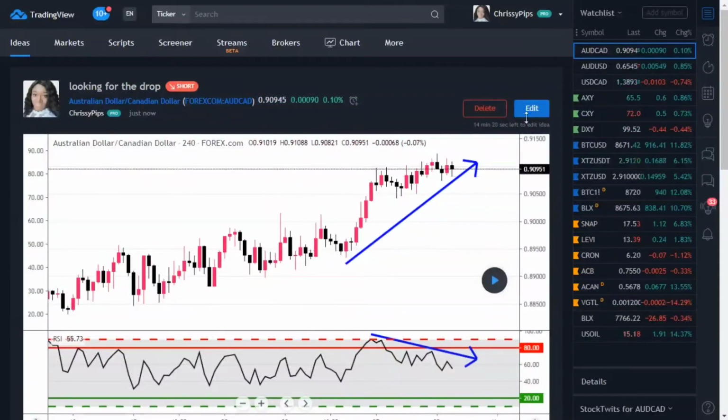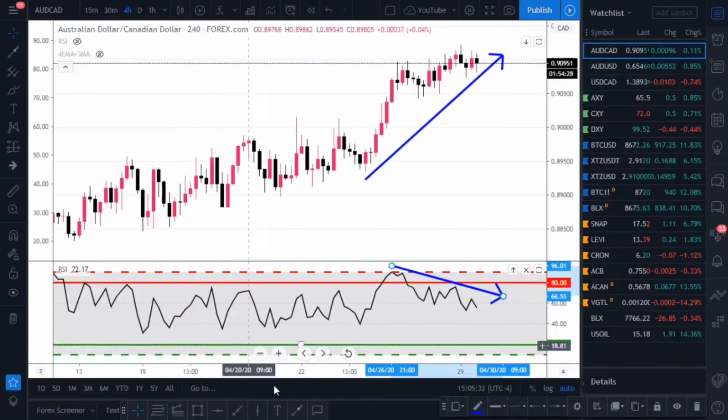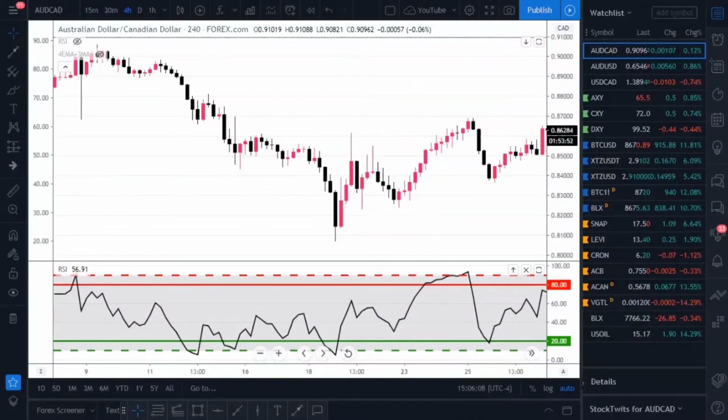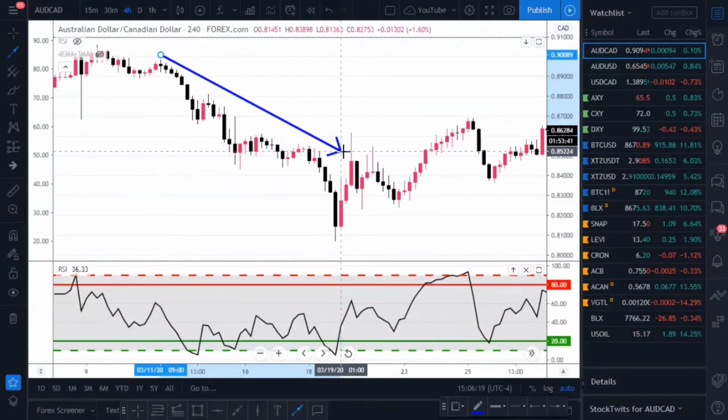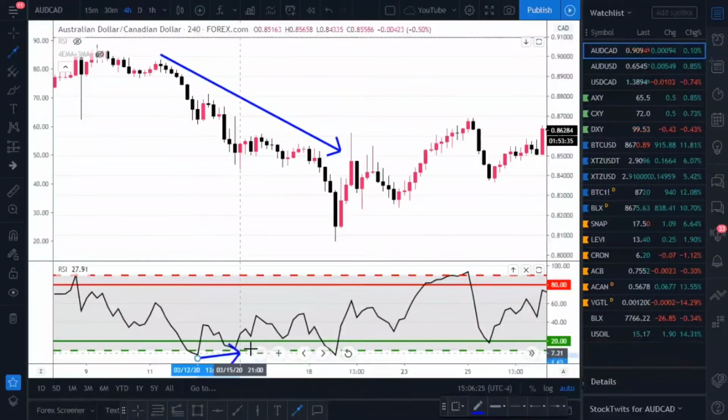Now let's go back to the chart, and we'll look for a few more examples. Now here's another area in the market where the market continuously made lower lows, and then our RSI decided that it wanted to make higher lows.